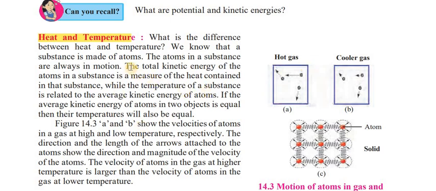Next one here, difference between heat and temperature. First, give the definition. The total kinetic energy of atoms in a substance is considered heat, and the temperature of a substance is related to the average kinetic energy of atoms. Next, you can write the second point: the unit of heat is calorie and joule, and the unit of temperature is Celsius and Fahrenheit or Kelvin.